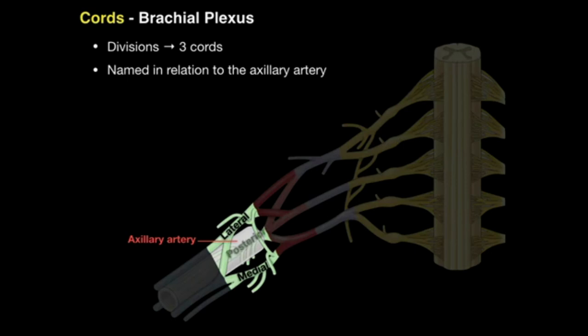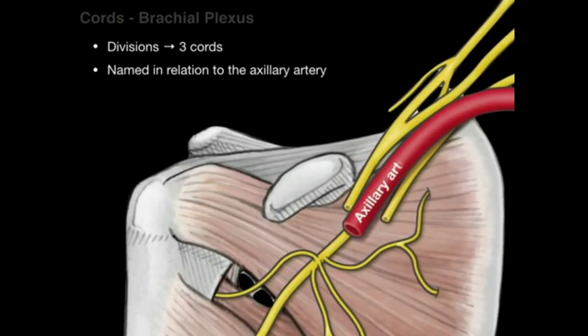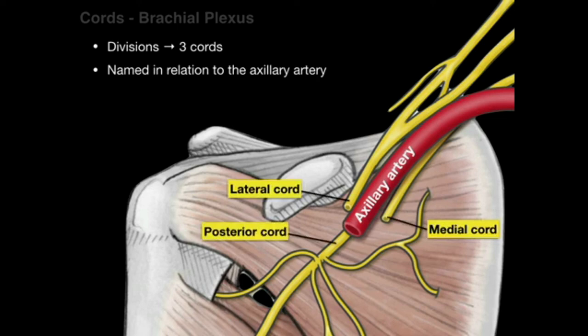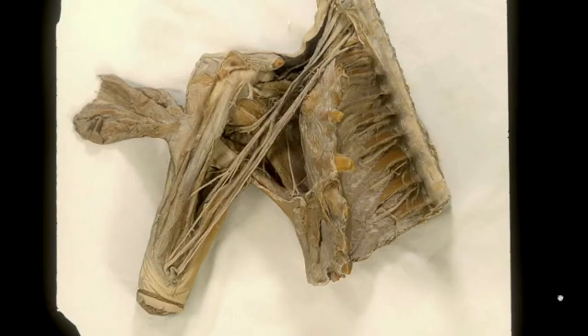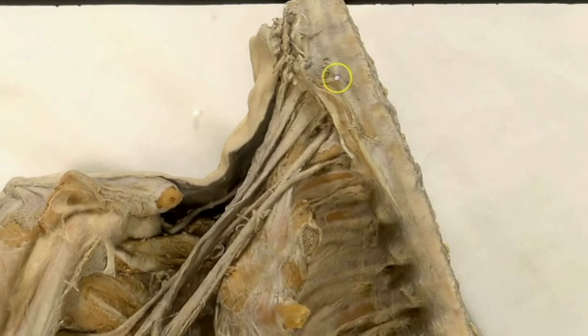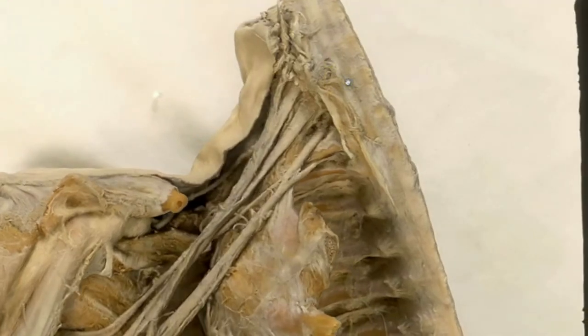The lateral cord is found lateral to the axillary artery. The posterior cord is found posterior to the axillary artery. This is the axillary artery. Now, when you see the brachial plexus in the cadaver, there is a root. This is the root of the brachial plexus: C5, C6, C7, C8, and T1 in the cadaver.